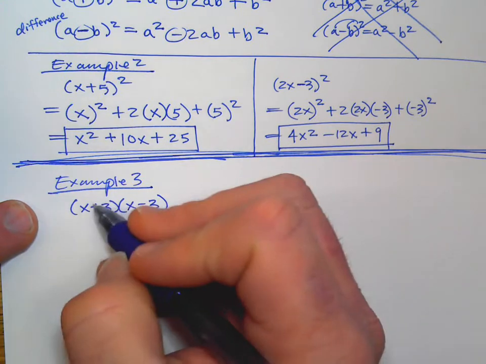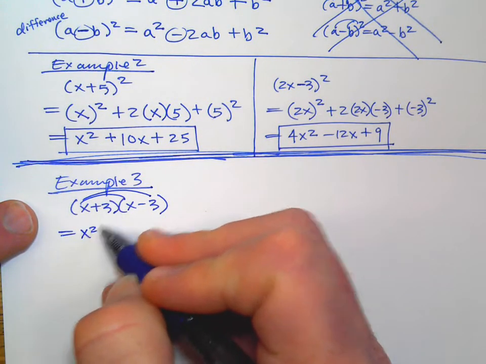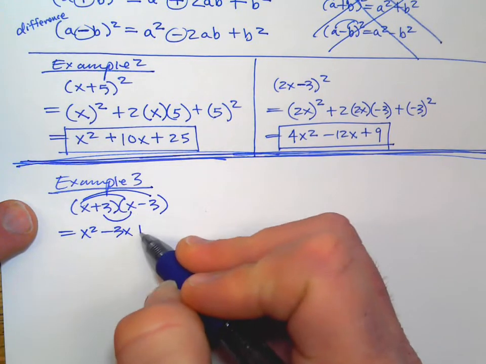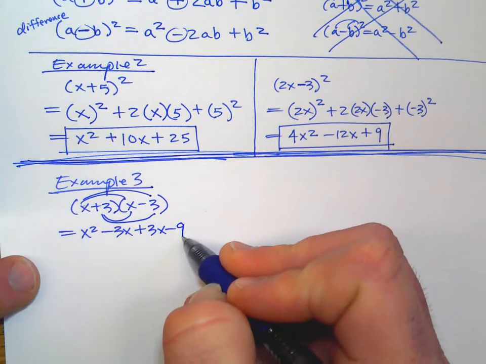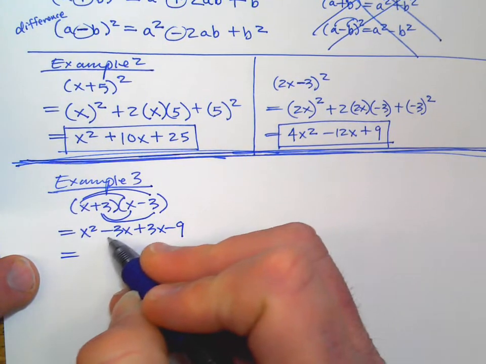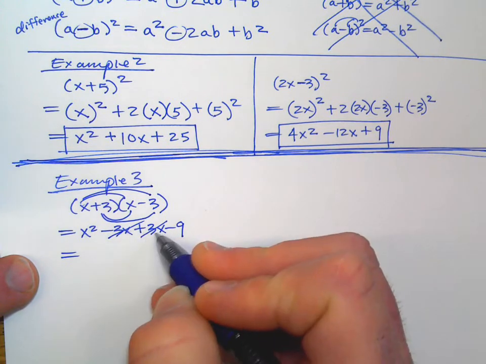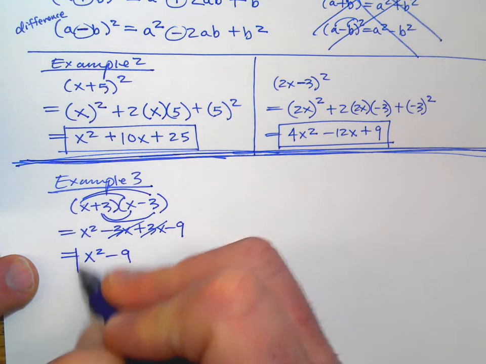Now we could do this the way we've always been doing it. We could distribute. X times x is x squared. X times minus 3 is minus 3x. 3 times x is 3x. 3 times negative 3 is negative 9. And look what happens. These two guys cancel each other out. You have 0 x's. Negative 3 of something plus 3 of something. There's none left. And your final answer is just x squared minus 9.